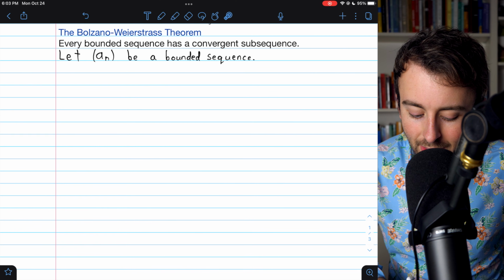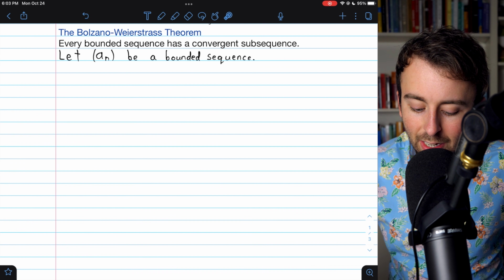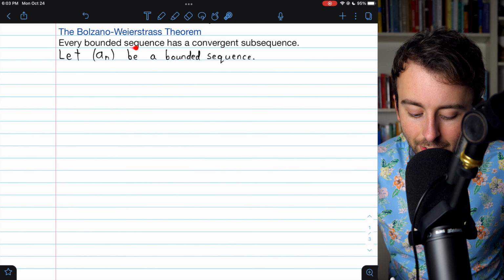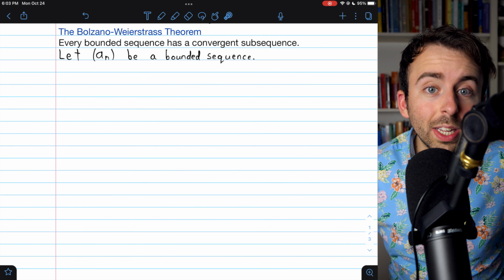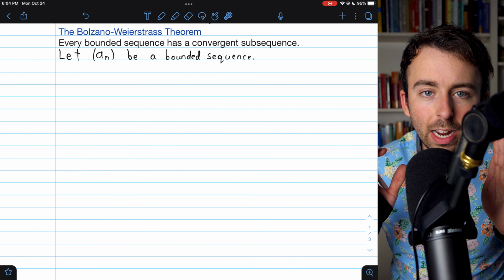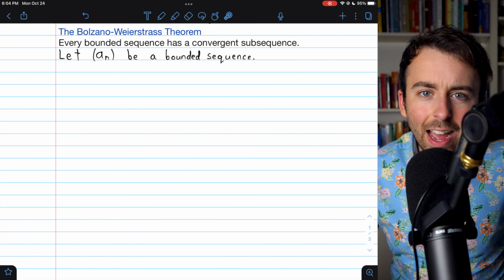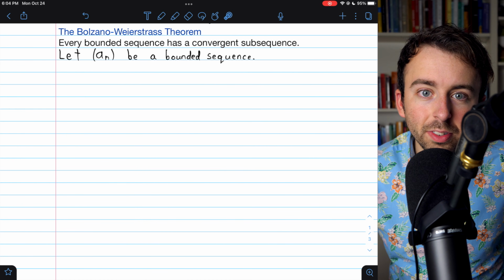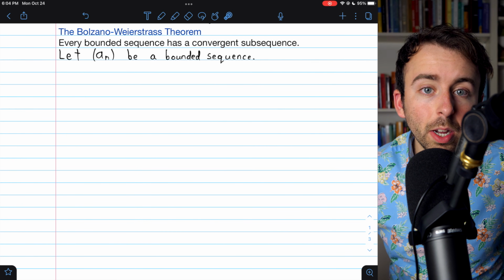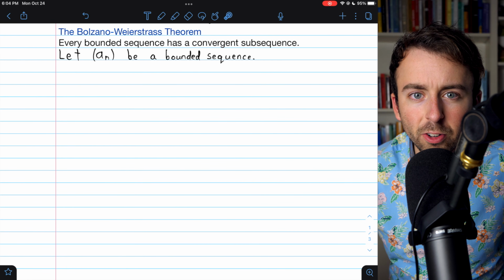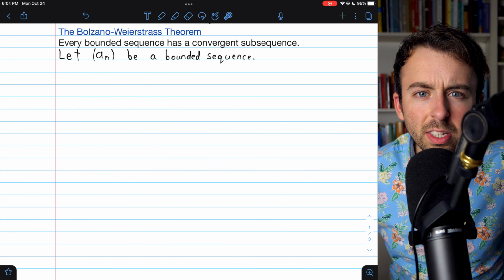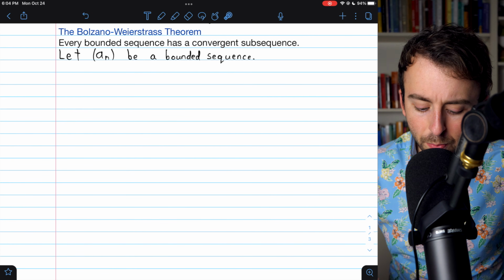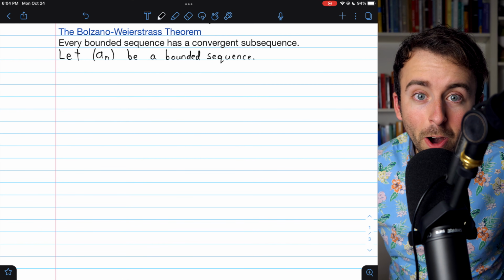Again, this theorem states that every bounded sequence has a convergent subsequence. So we're going to use the fact that our sequence is bounded in order to contain it within a closed interval, and then we're going to cut it in half over and over again and look at an infinite sequence of nested intervals which must have some common element in their intersection, and then we're going to prove that our subsequence converges to that common element. So that's just an overview of how the proof's going to go. Let's get a start right now.